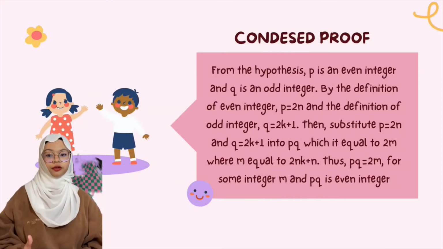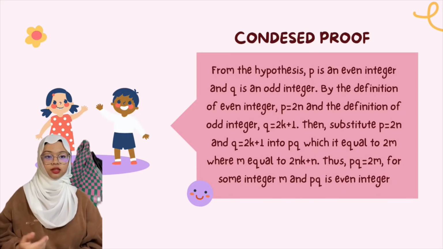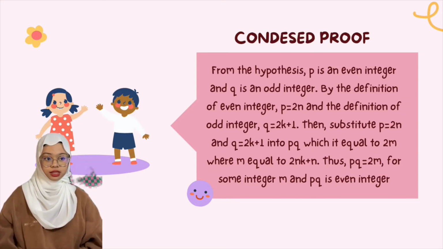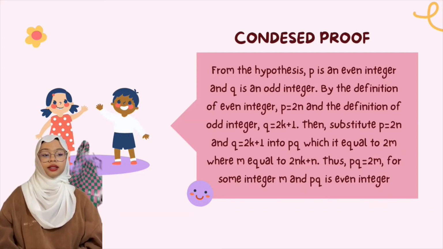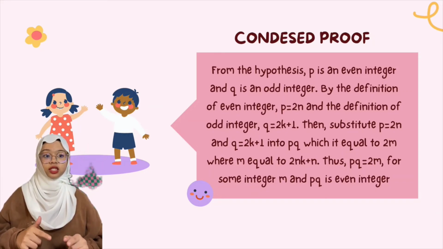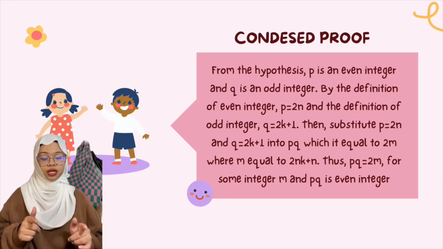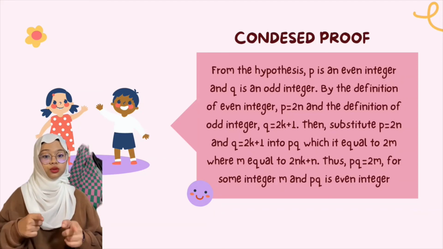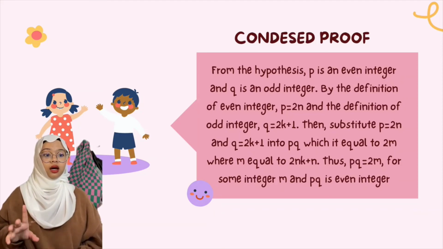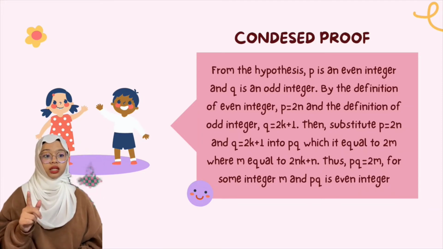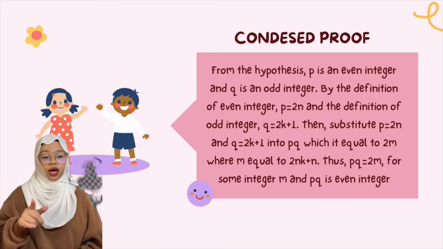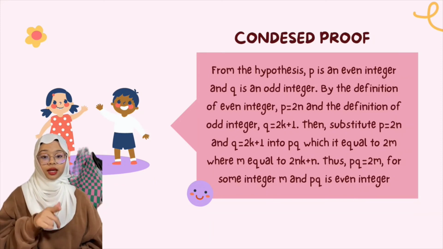Okay, the condensed proof for the first question just now. From the hypothesis, P is an even integer and Q is an odd integer. By the definition of an even integer, P equals 2N, and by the definition of an odd integer, Q equals 2K plus 1. Then, substitute P equals 2N and Q equals 2K plus 1 into PQ, which equals 2M, where M equals 2NK plus N.